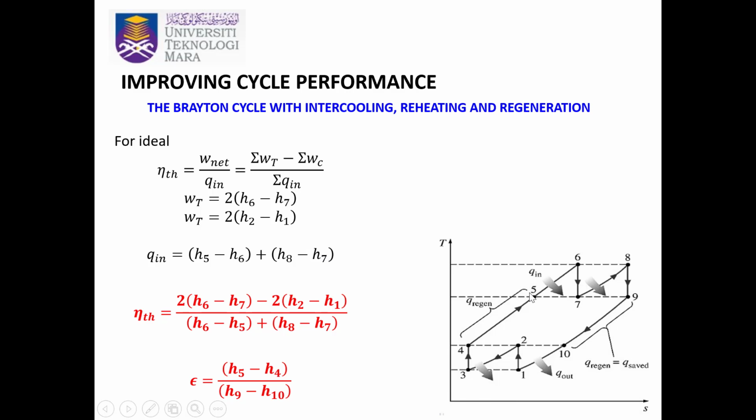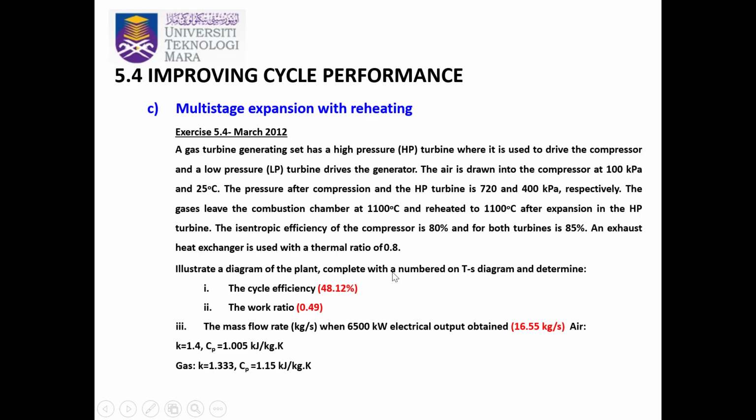Satu Q in daripada 5 to 6, and then Q in from 8 to 7. So kita rewrite balik equation akan dapat macam ni lah. Okay. 2(H6 minus H7) minus 2(H2 minus H1) over (H6 minus H5) plus (H8 minus H7). So dia punya effectiveness dia tu dia macam ni, H5 minus H4, H9 minus H10. Okay. So itu saja untuk kelas hari ini.